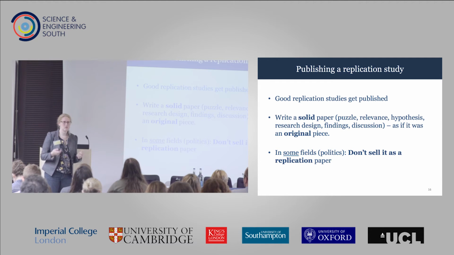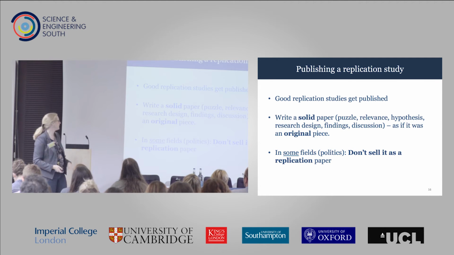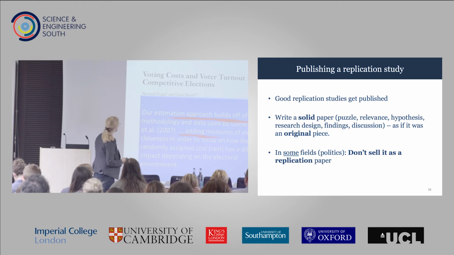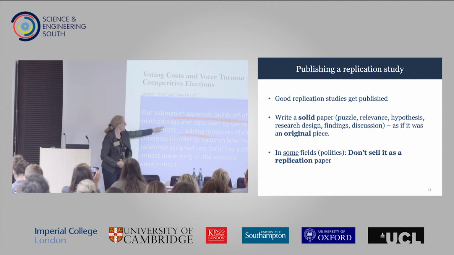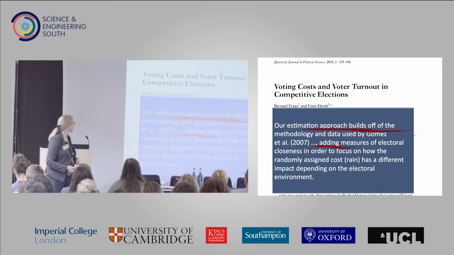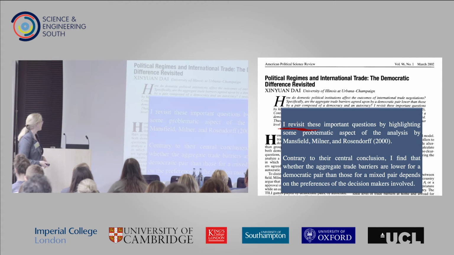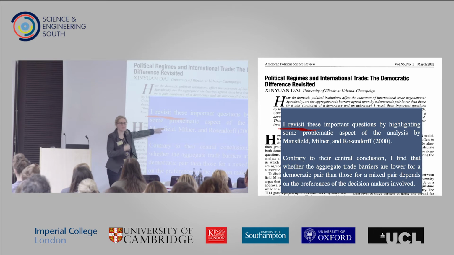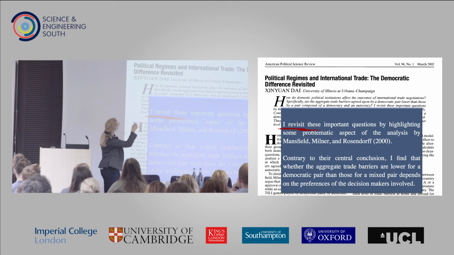If you're in a field where replication is seen as something minor, not original, you can write something like these authors did. They say something like, our estimation approach builds off of the methodology and data used by so-and-so, adding measures. So this is the duplication, and this is the adding knowledge, adding value bit. Or another paper here: I revisit these important questions by highlighting some problematic aspects of the analysis of so-and-so. So this is a replication paper, but they are not selling it like that. They are selling it as revisited. This is a clue, right?